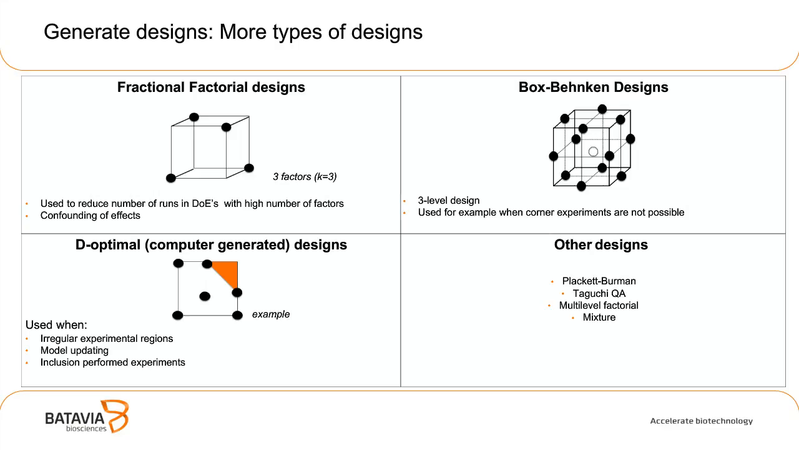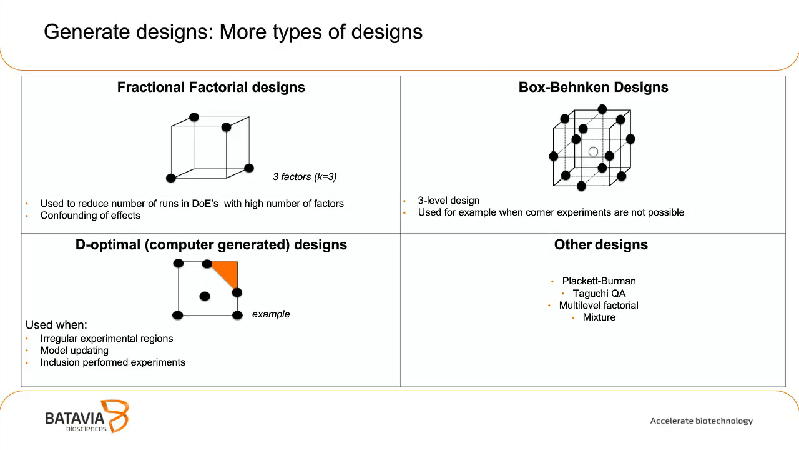On the right hand side you see another example, a Box-Behnken design, which is a 3-level design, so it can be used for optimization. It's a little bit less powerful, with fewer experiments than a composite design, but you can maybe think of experimental setups where you cannot perform the experiments in the corner. So this might then be an alternative for a composite design.